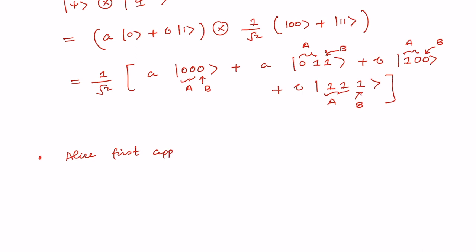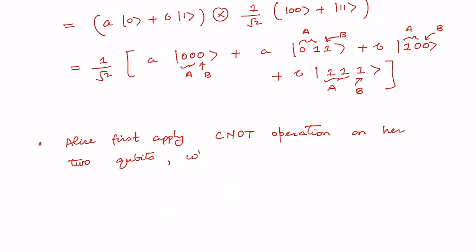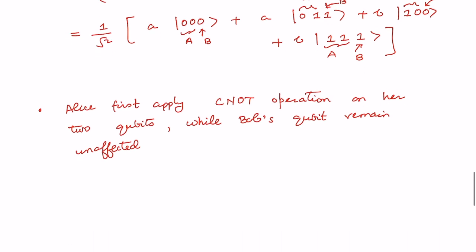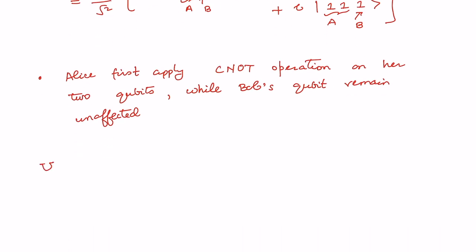Alice first applies a CNOT operation, and you know that this is a two qubit operation on her two qubits, while Bob's qubit remains unaffected, because Alice can't do any measurement on Bob's qubit necessarily. So this operation, mathematically speaking, I will write it like this: U_CNOT is the operation made by Alice on her two qubits, and identity refers to the fact that no operation is done on Bob's qubit.